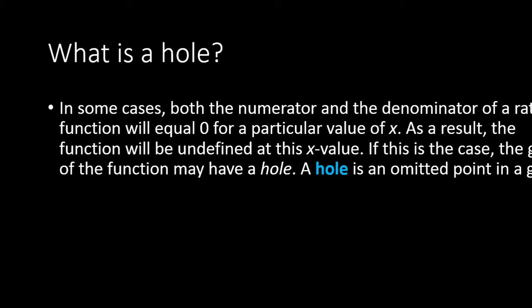In some cases, both the numerator and the denominator of this function are going to equal 0 for some value of x. As a result, the function will be undefined at this x value. So again, if there's some x value that causes the numerator to equal 0 and the denominator to equal 0, we say that the function is undefined for this value of x, and we call it a hole.